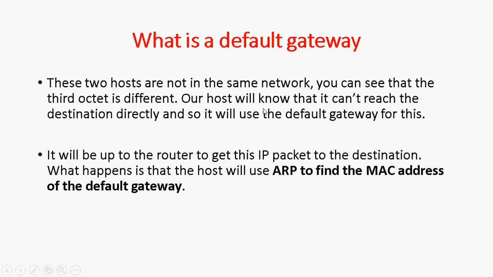So our host will know that it cannot reach the destination directly, so it will use the default gateway. PC1 cannot reach PC2 directly, so it can use the default gateway for this. It will be up to the router to get this IP packet to the destination. So what happens is that the host will use ARP to find out the MAC address of the default gateway.